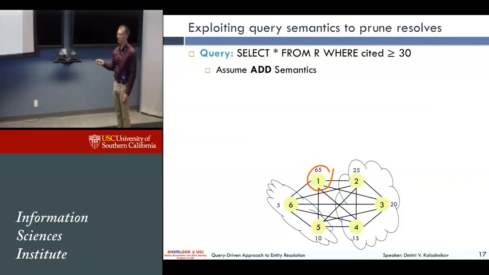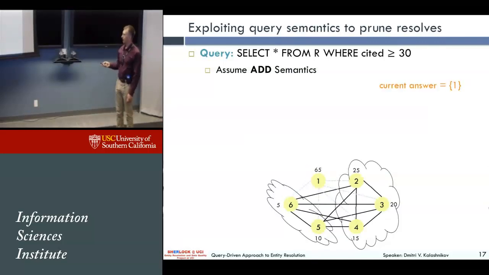65. So we know it's going to be in the answer no matter what. It could be that some other papers co-refer to it, but it doesn't matter because we're already including 65 in the answer. It's already above 30. It will not get out of the answer. So we can include paper 65 in the answer. And consequently, we don't need to call resolves from paper 1 to papers 6, 5, 4, 3, and 2. So we can save on these resolves.